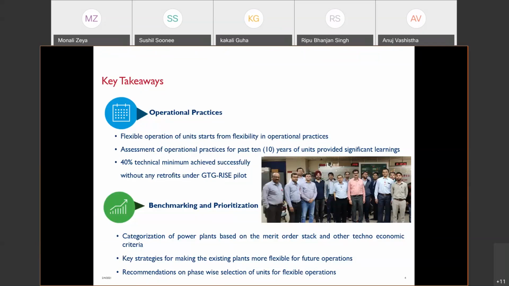The second and more important aspect was on benchmarking and prioritization. And why I say this is, again, coming to the fact that while the 200 and 500 megawatt units that we looked at for NTPC and GACCL were a pilot, we also tried to demonstrate how, going forward, when more units will be subjected to flexible operations, which units should actually be looked at right from day one.